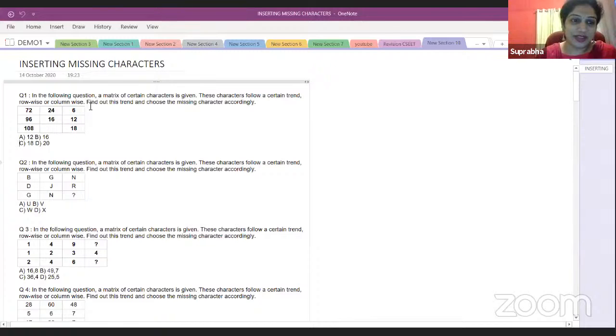Yes, 6, 12, 18. See, this is a calculation. 72, 24, 6, 96, 16, 12, 108, 18. There is some calculation. Either it can be row wise or it can be column wise, so you'll just have to check. Can you put up your answer, please? Instead of the option, can you give me the answer directly? Yes, Hitesh, Shubham, correct. Rest of them, please give me your calculation fast.